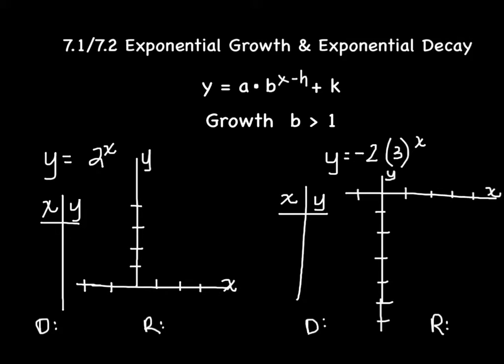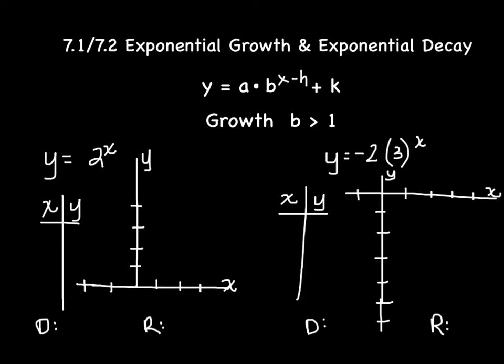Okay, so let's first start looking at exponential growth. The standard form of growth is y equals a times b to the x minus h plus k. Notice the a, h, and k that we've been talking about now for so many weeks. A is your stretch factor, h is your left and right, and k is your up and down, your vertical stretch. So in growth, the b must be greater than 1. So it has to be positive and greater than 1.